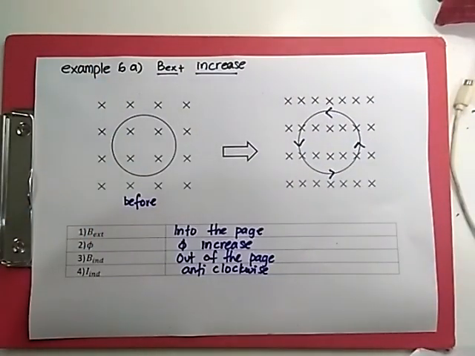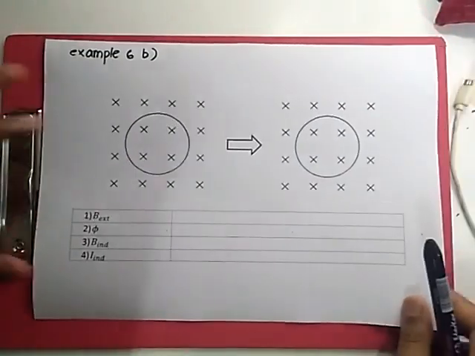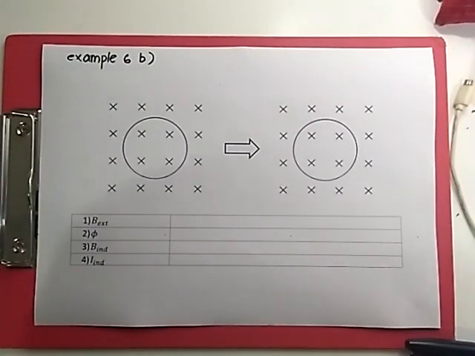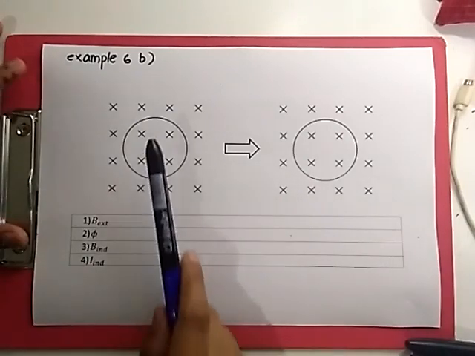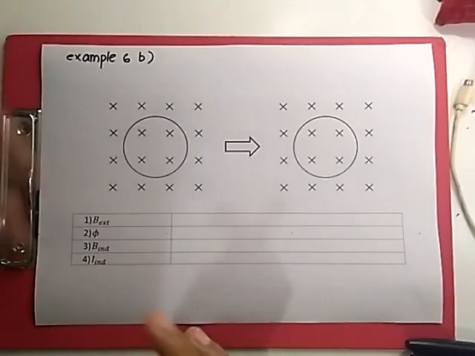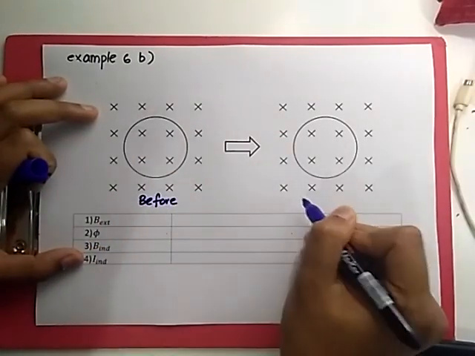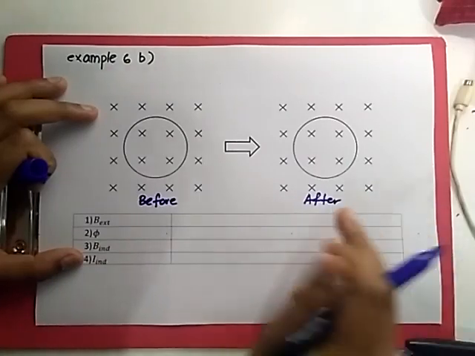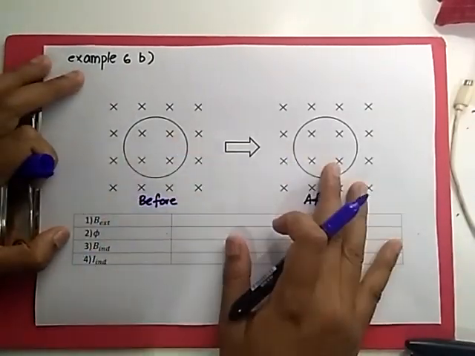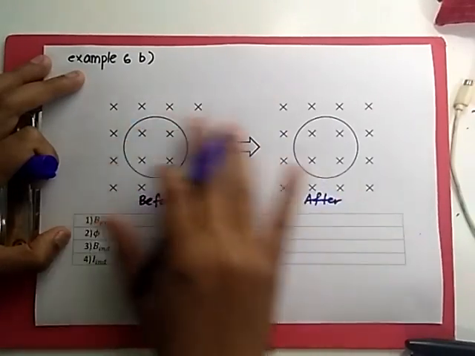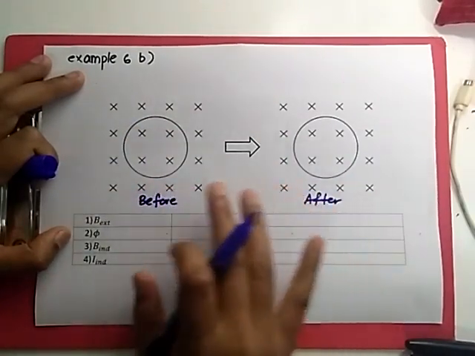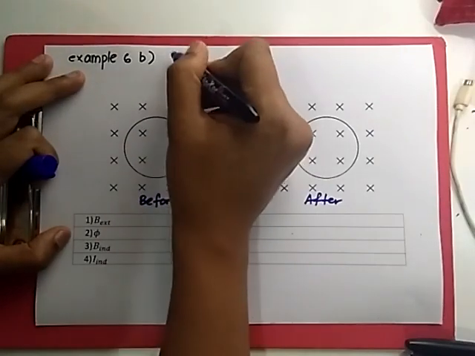So, itu soalan 6A. For question 6B, the external magnetic field points into the page and its strength is constant. So, dalam kes ini, sebelum dan selepas adalah sama. The number of magnetic field lines that pass through the area are equal. Okay, so tidak ada perubahan magnetic field.